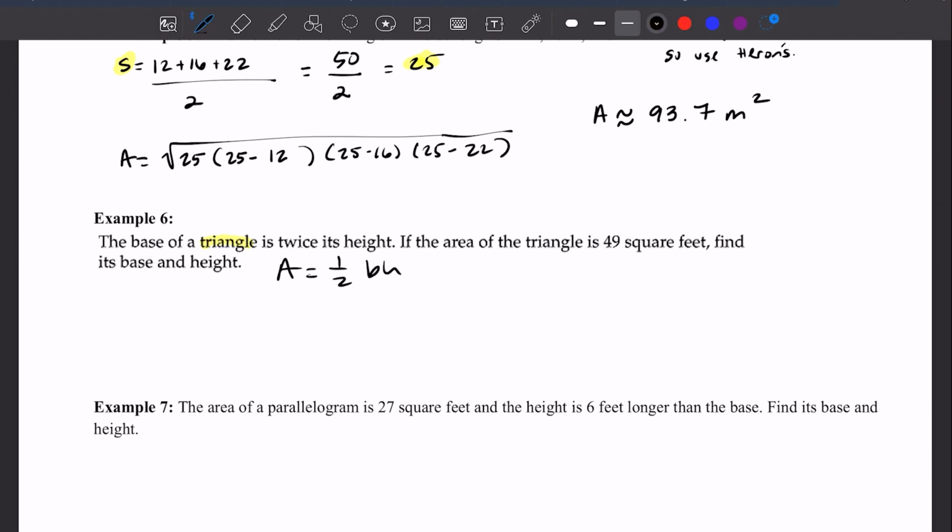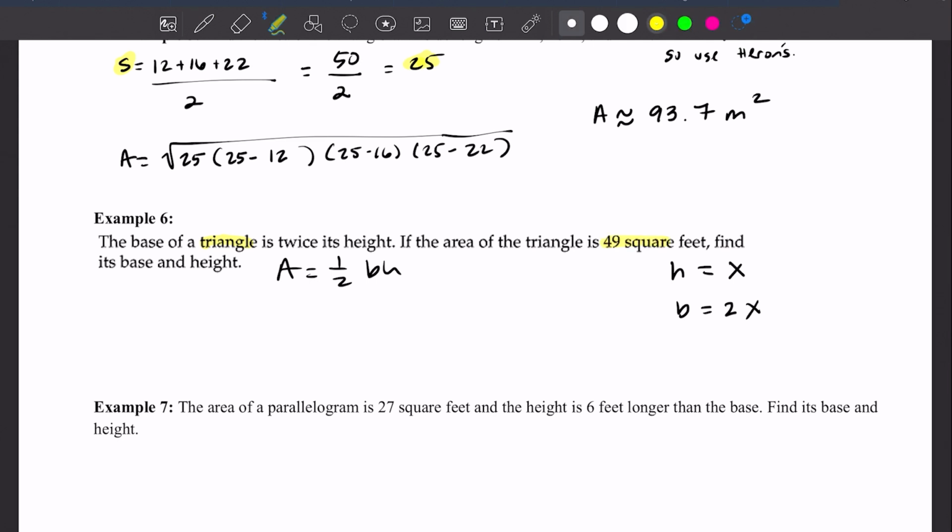Okay? So, if the base of a triangle is twice its height, what is the height? Do we know what the height is? Yes or no? If we don't know what the height is, we should call it what? X. Okay? And the base is twice the height, or 2x. And then the area, what's the area? Do we know the area?